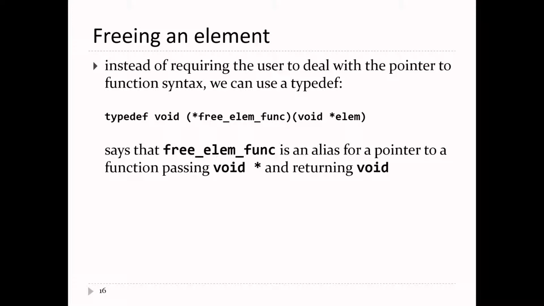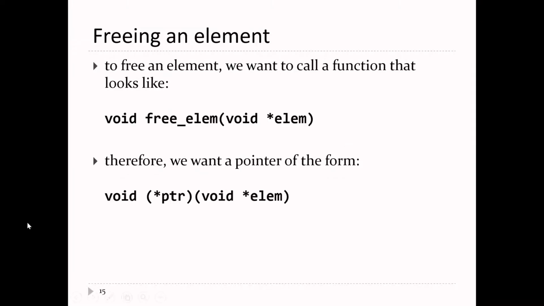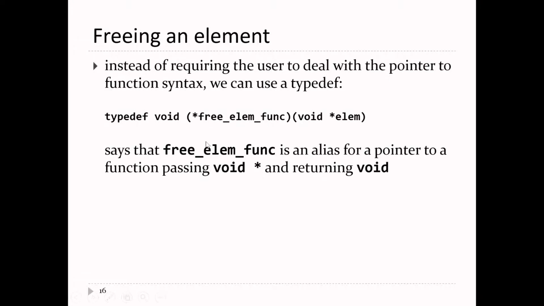And again, instead of making people write this all the time as their type, you can provide a typedef. So free_elem_func is just an alias for a pointer to a function that returns void and takes in a void star pointer, a void pointer to an element.